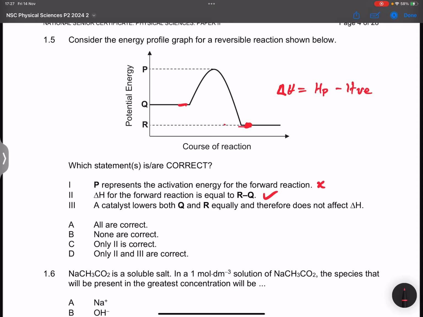So they say a catalyst lowers both Q and R equally and therefore does not affect delta H. Well, that is not true. What a catalyst does is that it will lower the activation energy. So you'll have a lower peak there, right? Q and R would still remain as they are. So that is not true. So in that case, only 2 is correct, and that is option C.